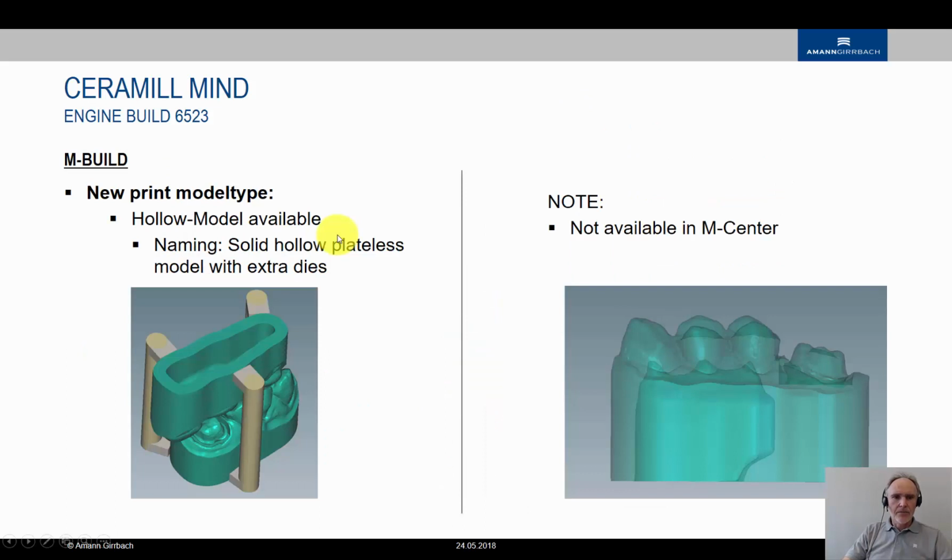In the model builder module we have some new model types for printing. We can now choose the hollow model printing. This means not a solid model, because a solid model could cause trouble when it shrinks while the light curing process happens. Therefore you can create hollow models, and you can adjust the wall thicknesses here. Note that this is not available to manufacture in our M Center.